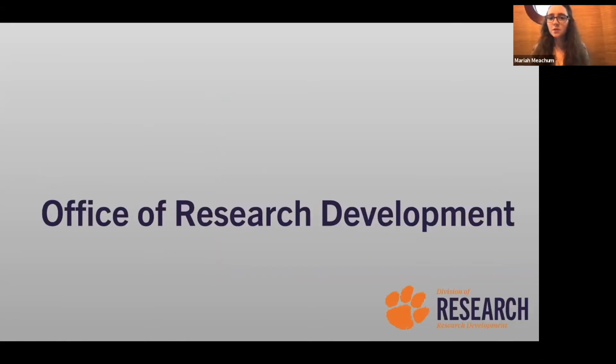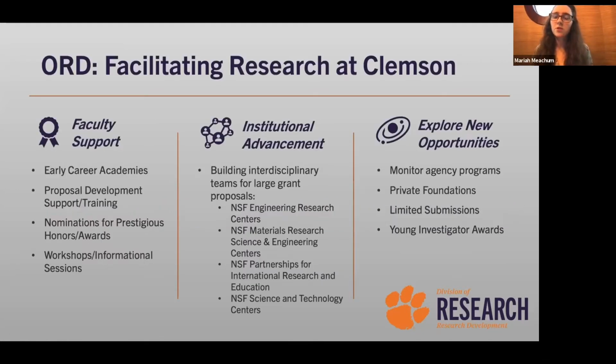So we are the Office of Research Development. We're in the Division of Research, and our goal is to facilitate your research at Clemson. We do this in three main areas: faculty support, institutional advancement, and exploring new opportunities. What's going to be of most interest to you all is our faculty support. So this first column shows that we support early career academies, proposal development support, and training. We manage nominations for prestigious awards and honors, as well as workshops and informational sessions like this one today.